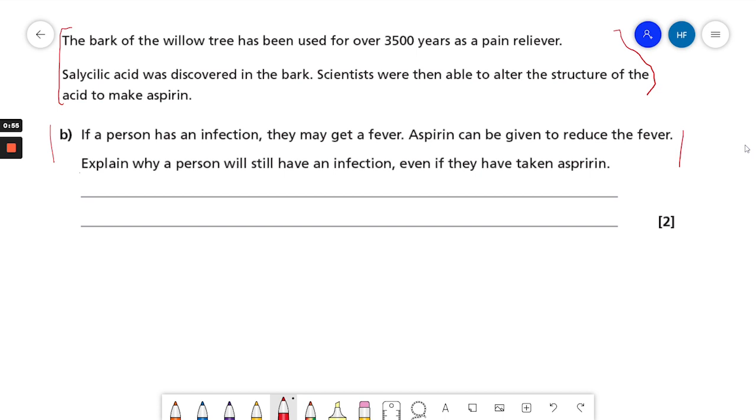Let's have a look at the command word. I can see it's here, the word explain. So the question is asking you to say why a person will still have an infection even though they've taken a treatment such as aspirin.